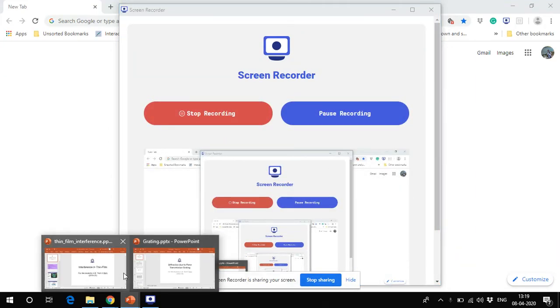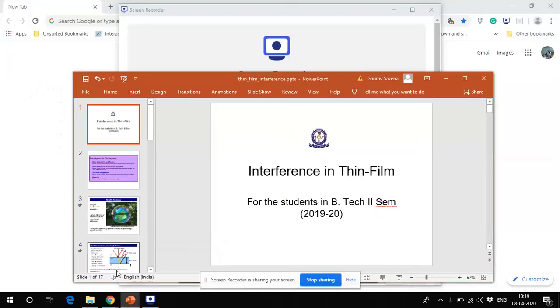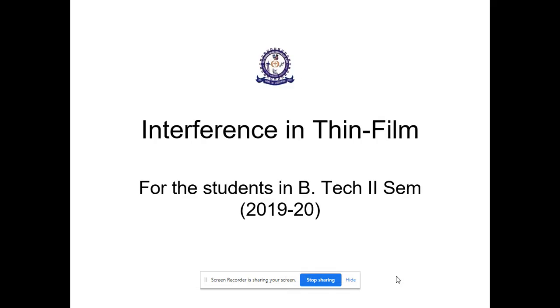Hello students. So today we start interference, which is the next topic of the next unit of our syllabus. To start with interference, I will begin with interference in thin film. This is a very essential topic to get the benefit in the derivations of Newton's ring and obviously the Michelson interferometer. These are the upcoming topics.